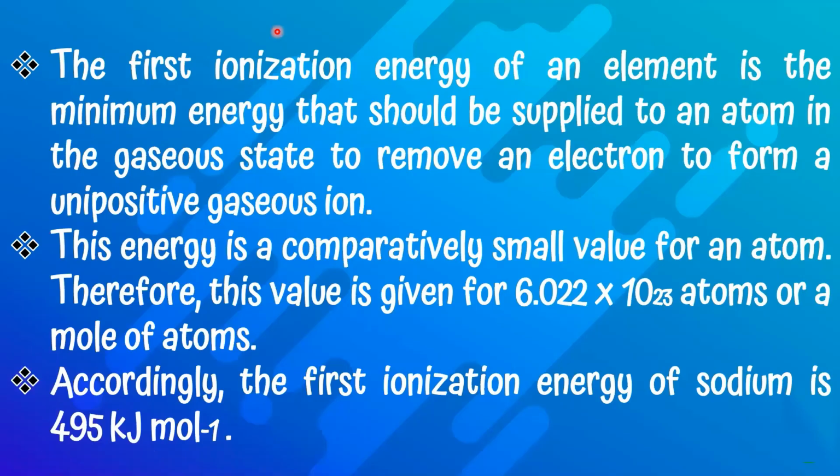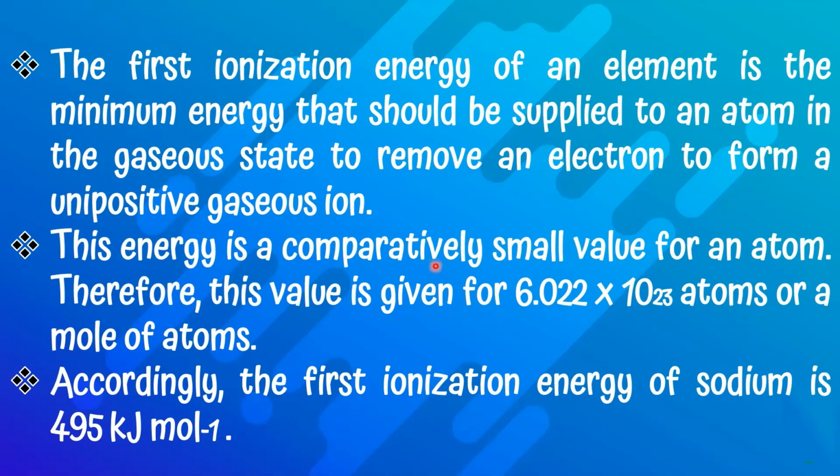The first ionization energy of an element is the minimum energy that should be supplied to an atom in the gaseous state to remove an electron to form a unipositive gaseous ion. Don't worry, we will discuss this in grade 11 and in grade 10 chapter 7 also.